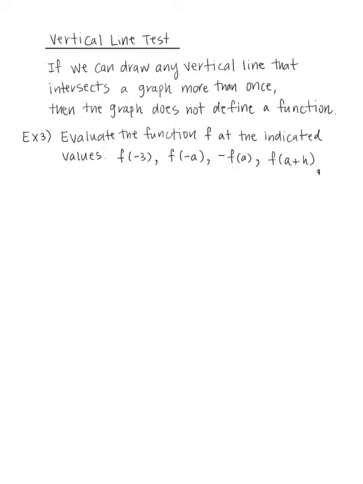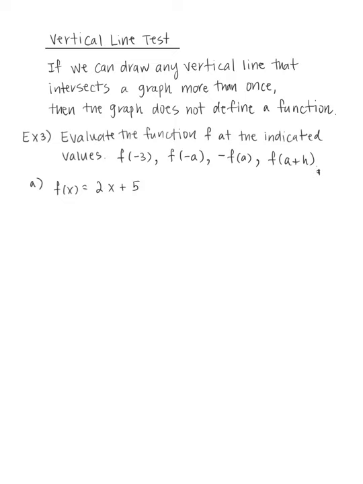Okay, example 3. Evaluate the function f at the indicated values: f evaluated at negative 3, f evaluated at negative a, negative f of a, and then f of a plus h. We'll do a few examples on this one. Okay, so let's take a look at example 3a. Let's look at f of x equals 2x plus 5. Let's do this in order. So first we're going to evaluate f of negative 3, and then f of negative a, and so forth.